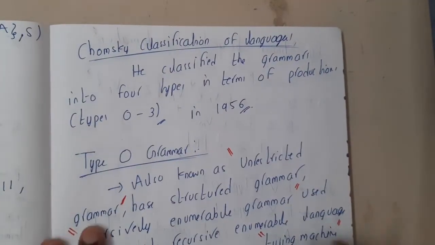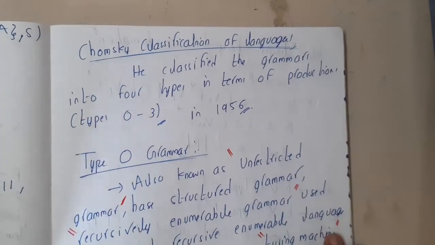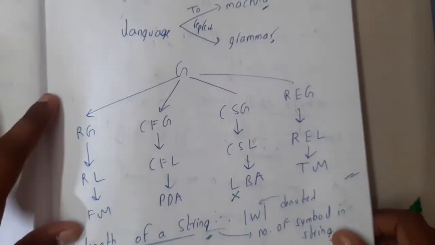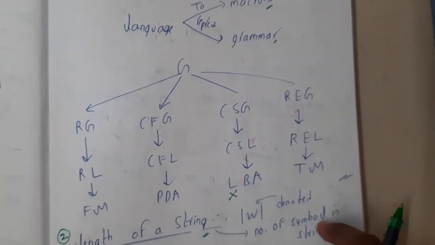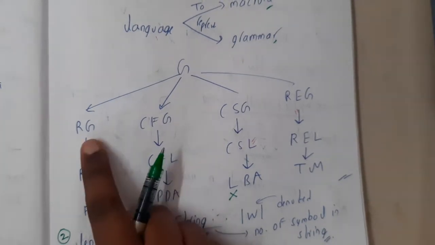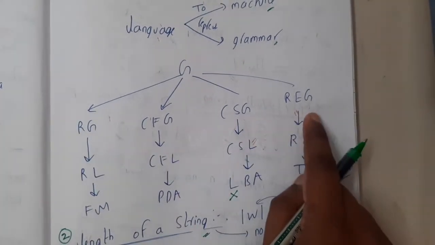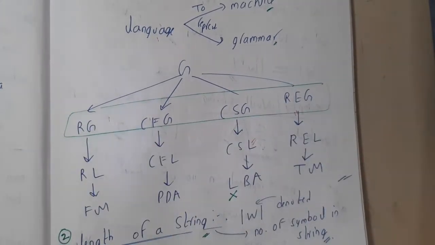We have a classification of these grammars. That is nothing but the Chomsky classification of grammars of languages. If you recall, this is the particular graph which I explained in our first lecture. Here also we have 4 grammars: regular grammar, context free grammar, context sensitive grammar, and recursively enumerable grammar. These are the 4 grammars which we will be discussing in this lecture, guys.